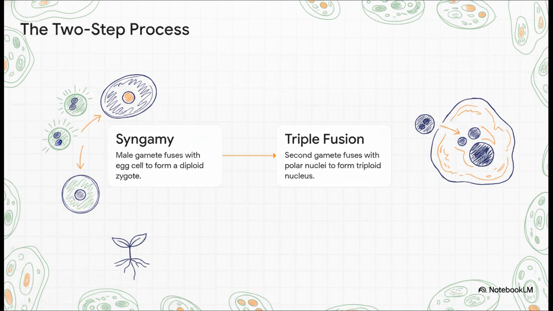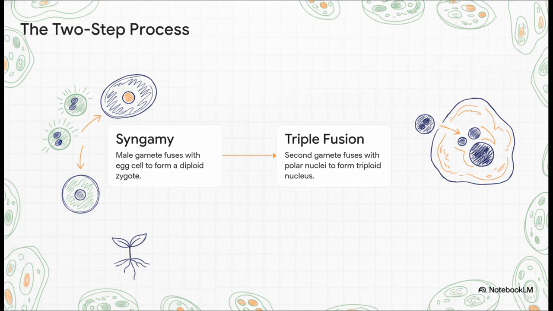Once those 2 male gametes are released, a perfectly choreographed, sequential 2-step process kicks off. Let's walk through it clearly. Step 1 is syngamy. One of the male gametes moves to the egg cell and fuses with its nucleus to form a diploid zygote.